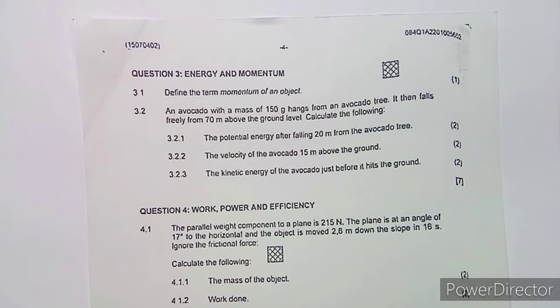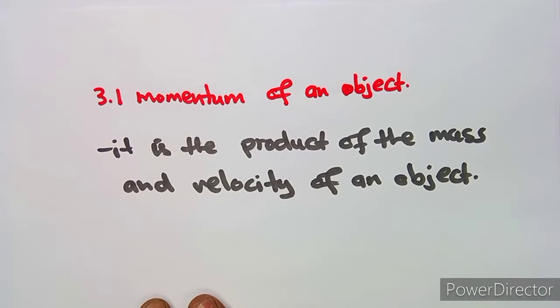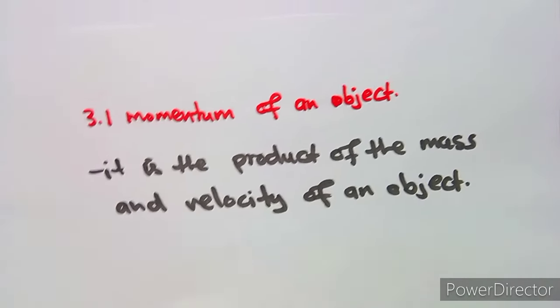So the first part, 3.1, was to define the term momentum of an object, of which you just know that momentum is simply the product of what? The mass and what? The velocity. That's momentum for you. So that's what we had there, which is the product of the mass and the velocity of an object.